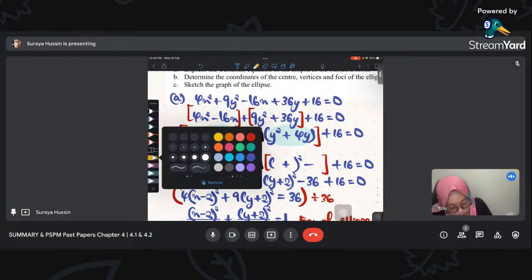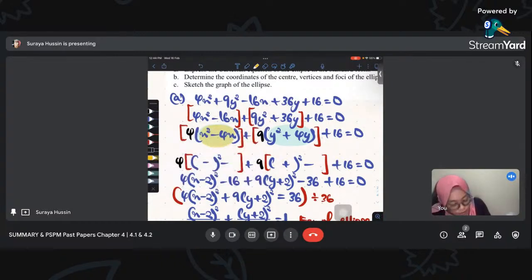Can I use this colour? This colour, yellow colour. Okay, I need to apply this yellow colour to apply what?